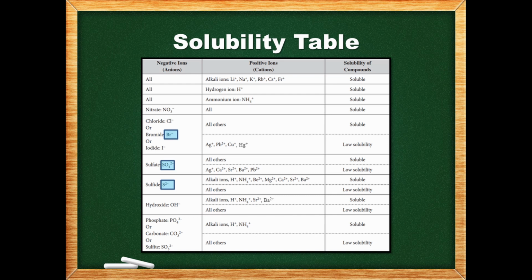Alternatively, we could have removed the sulfate first by adding calcium or strontium ions, and then dealt with the sulfide and bromide after. There are many different methods that would work.